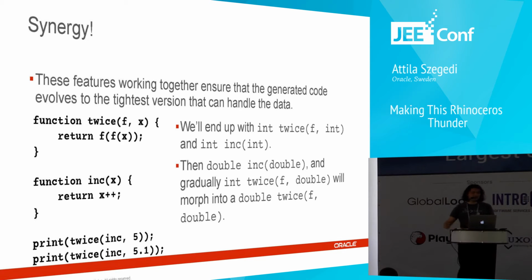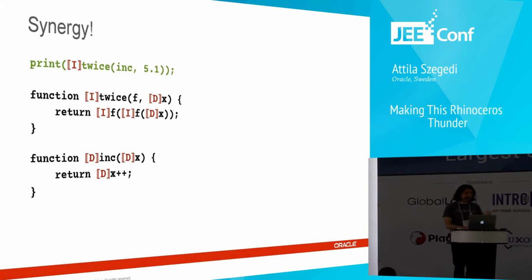So if you have this higher order function named twice that takes another function and an argument and just returns the original function applied twice, and we pass it the increment function, which is just plus plus, then if you invoke this with 5, you will get a specialized version of the function that takes an int and returns an int. And if you invoke it with a double, you will get one that takes a double and returns a double, although it actually does it in several steps.